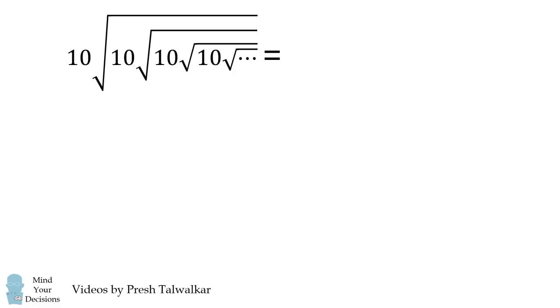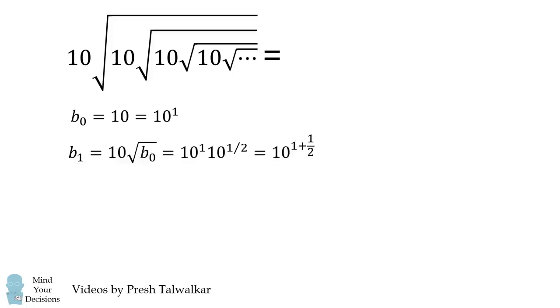So now let's get to the answers. How do we solve this problem? Well, we'll solve it by considering the partial products. The first partial product will be 10, or 10 to the power of 1. The next term will be 10 times the square root of the previous term. So we have 10 to the power of 1 times 10 to the power of 1 half, or 10 to the power of 1 plus 1 half.